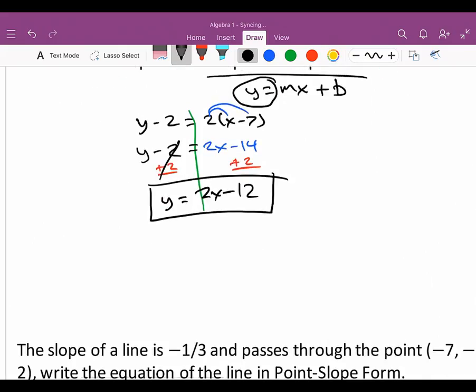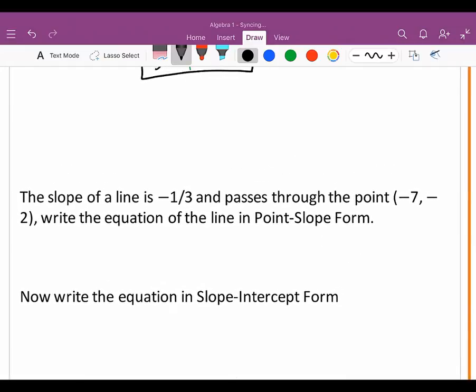Alright, let's do another example. The slope of the line is negative 1/3, and I just want to correct this, and passes through the point negative 7 and negative 2. So again, if you want to label it, the slope, that's your m, negative 1/3. Fraction slopes are okay. It tells us a rise over run, rising negative 1, running 3. And then you have your x value, and you have your y value. So I'm just labeling it all. M, x1 is negative 7, y1 is negative 2. Write the equation in point slope form.